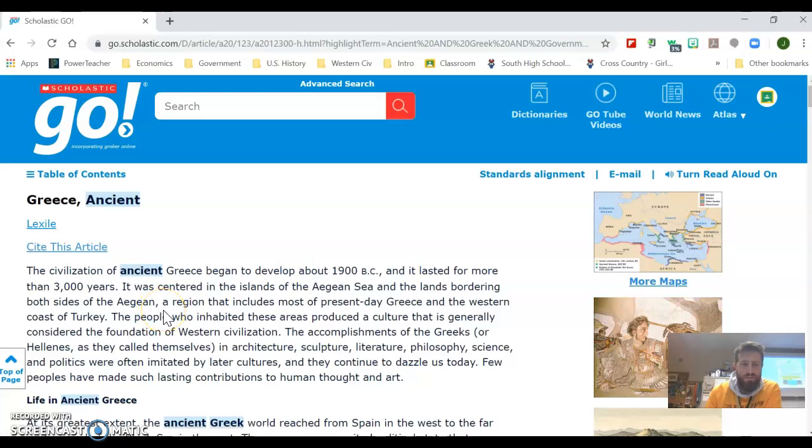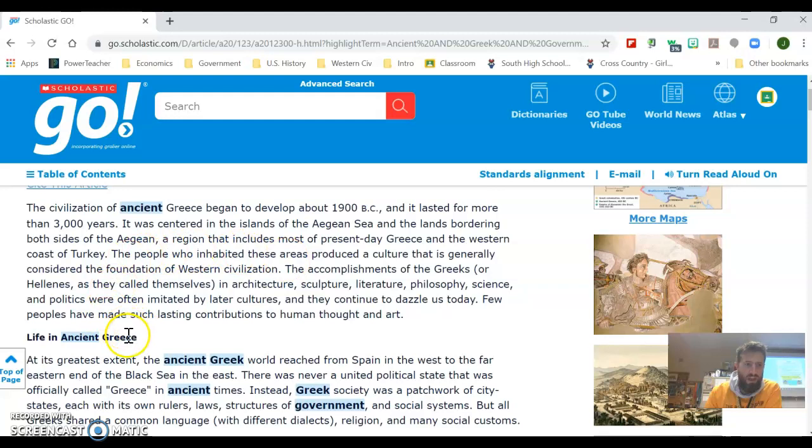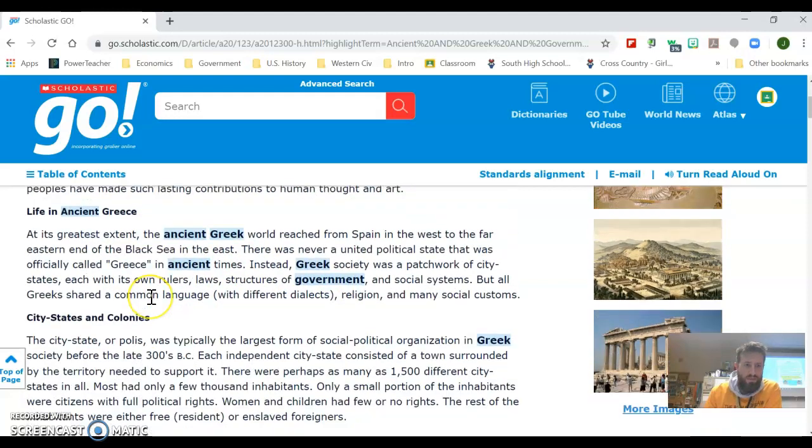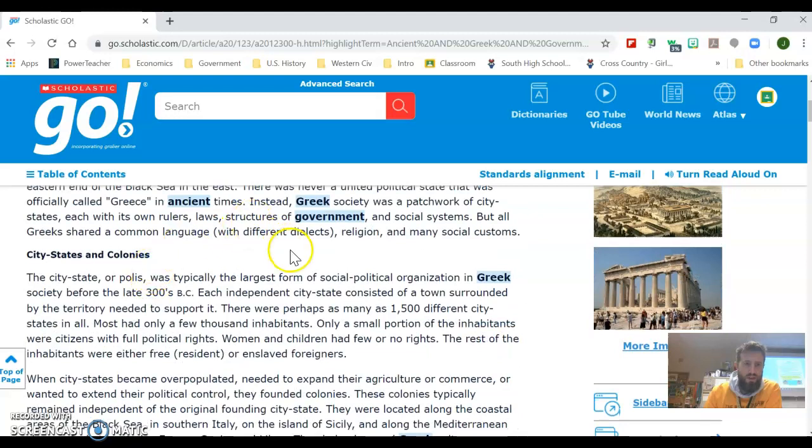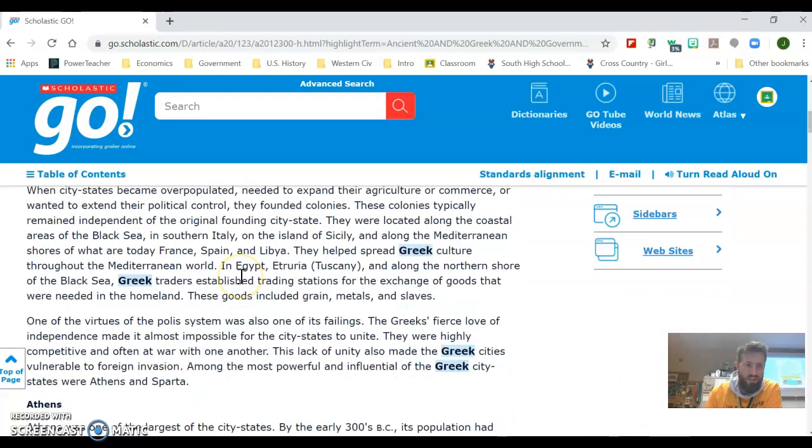Okay. And as I look at this article, it's going to have some things. It's broken down by categories. I see it's talking about life in ancient Greece. And you notice that all these highlighted words, that means it's one of the words that I searched for. Right, so as I go through, I can kind of see, oh, it talks about government there, and I can read, see if that's helpful.